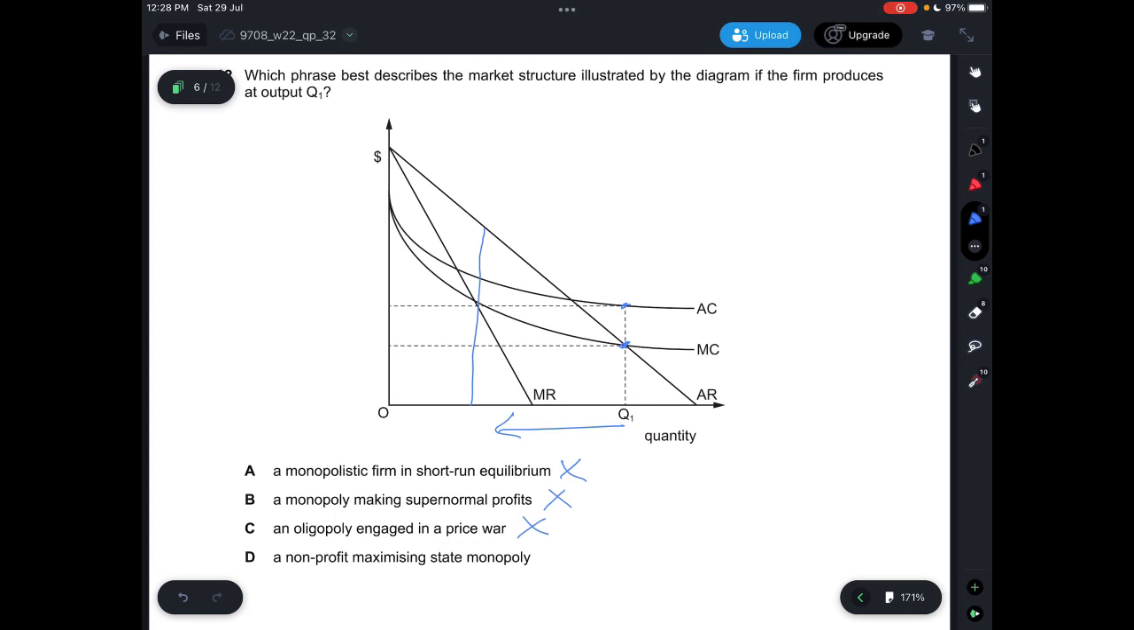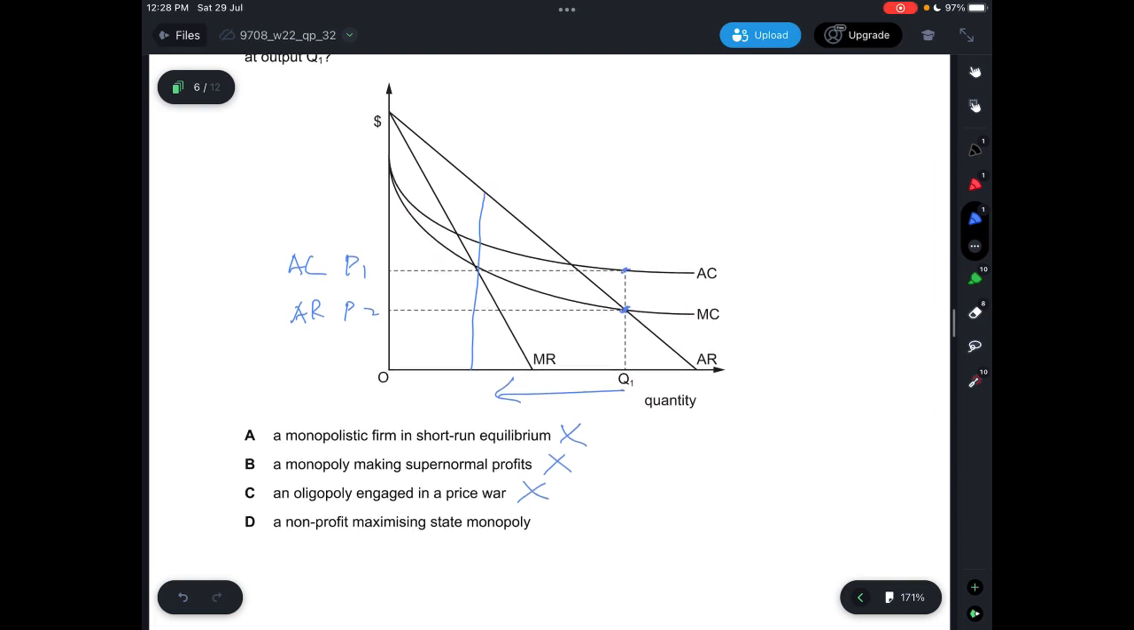So when you're producing at a point where your average cost is higher than your average revenue, you're basically making a loss. When you're making a loss, this is only possible if the government is providing subsidies to this government-linked company. So when you're a GLC or a public, state company, only then you're able to produce at Q1, because in this case it is a loss. Your average cost is higher than the average revenue, and this is clearly stated on this graph. So let's say P1 and P2, your average revenue is P2 and your average cost is P1. So there's a huge difference and you're producing the same quantity. So this has to be another profit maximizing statement opportunity. So I'll say it's D.